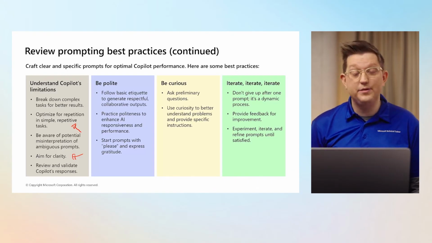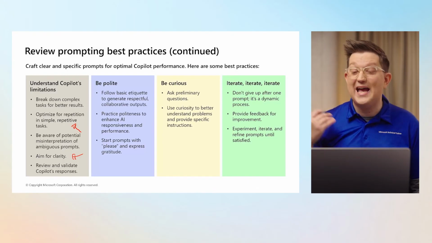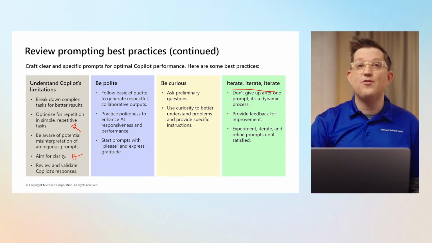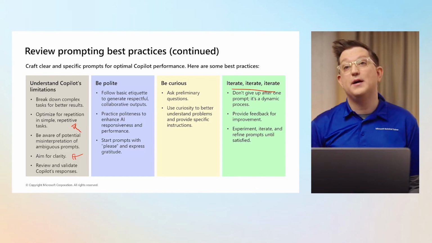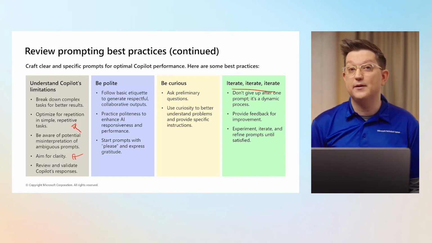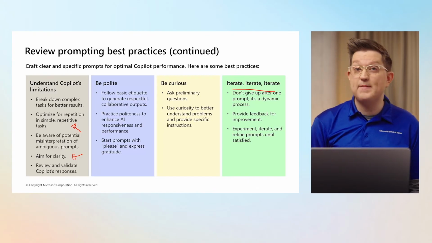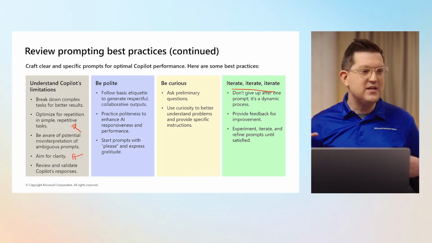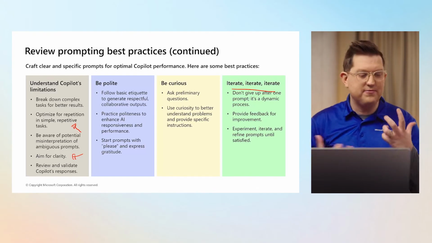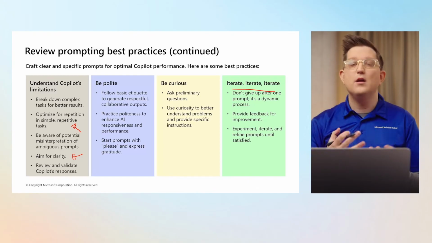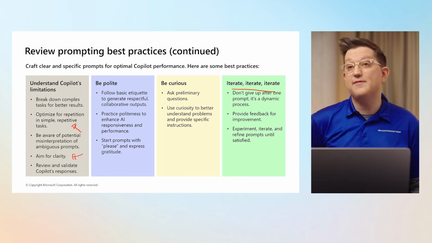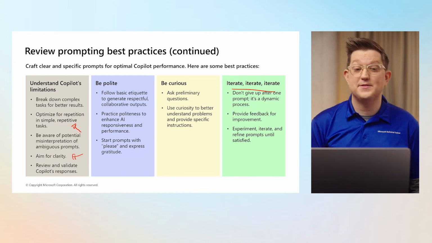Be clear. Say please, be polite, be curious, ask preliminary questions, and iterate. Iterate, iterate, iterate. This is the most important part of getting good at using Copilot. So provide feedback to it. Say, that's not what I was expecting, I want it more like this. Give it samples. Give different pieces of information. Do what you can to try and find the right sort of response.